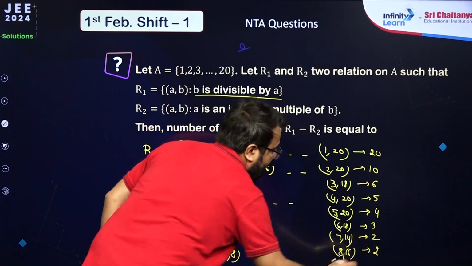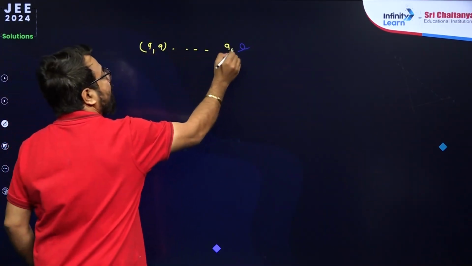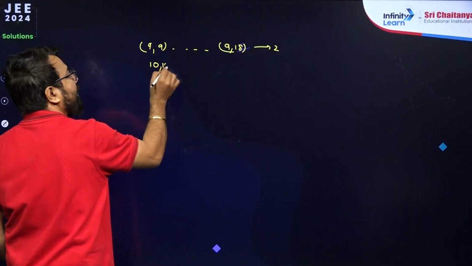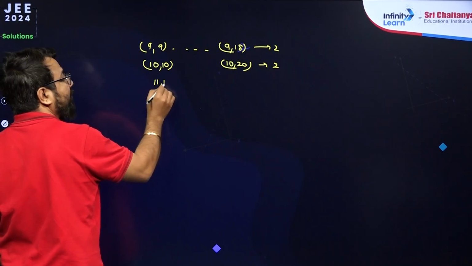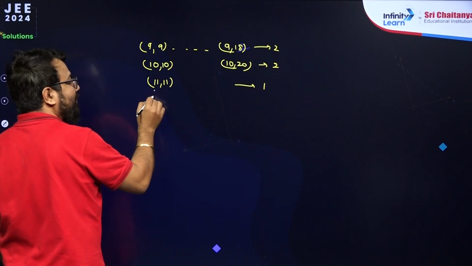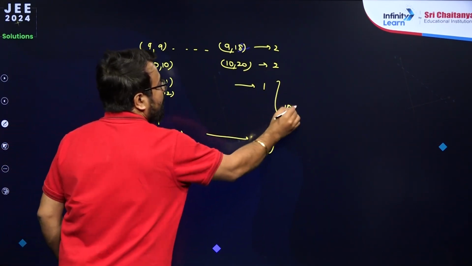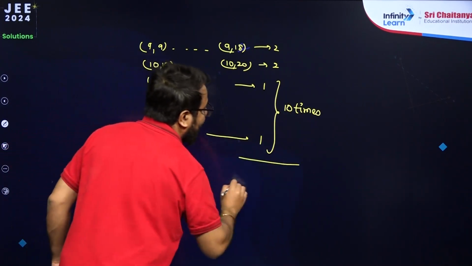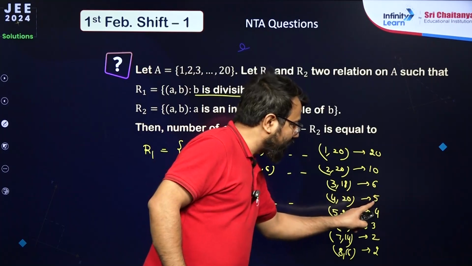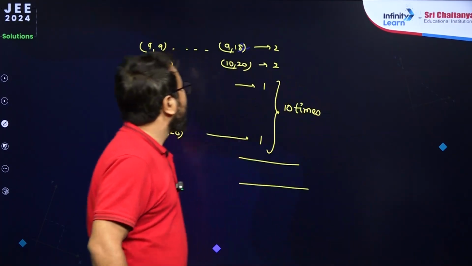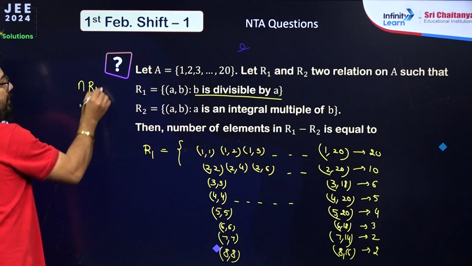In the row of 9 it is 9 comma 9 to 9 comma 18. There are only 2 elements. In the row of 10, 10 comma 10 to 10 comma 20. So in the row of 11, 11 comma 11 only. For 11, 12, 13, up to 20, this is the only element that is satisfying. So this one will be taken 10 times. If I try to add all these numbers, 20, 10, 6, 5, 4, 3, 2, 2, and so on: 36, 36 and 5 is 41, 45, 45, 50, 52, 52 and 56, 56 and 10, 66. So the number of elements in R1 is 66.